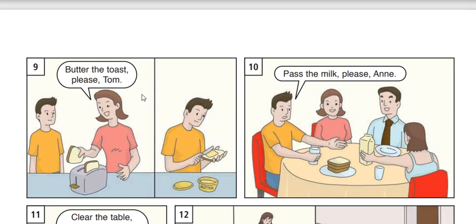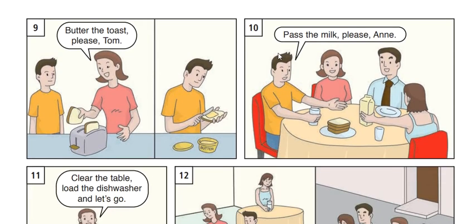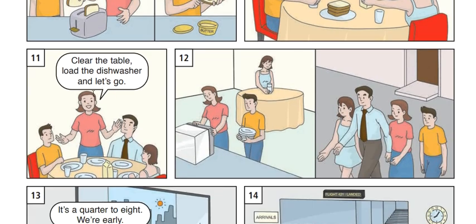Picture 9. Butter the toast, please, Tom. Picture 10. Pass the milk, please, Anne. Picture 11. Clear the table, load the dishwasher, and let's go. Picture 12.